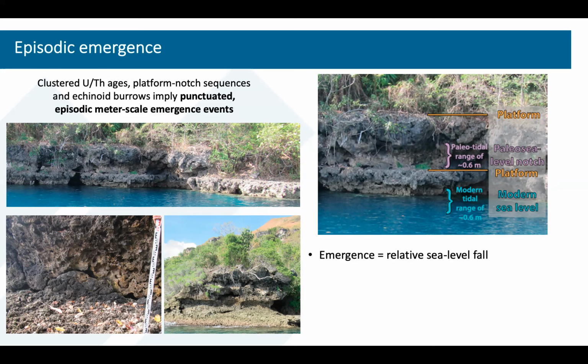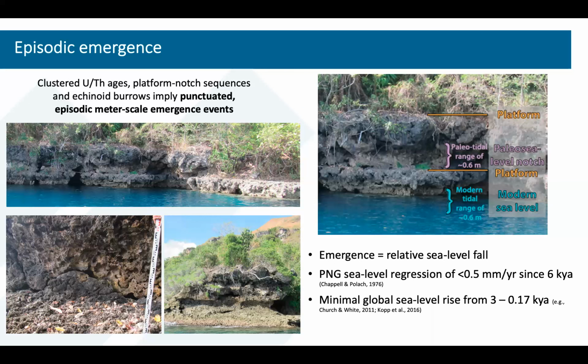So there are different mechanisms that we could have that could rapidly emerge these corals. But we know that regional Papua New Guinea sea level has fallen less than about 0.5 millimeter per year in the last 6,000 years. And also that global sea level rise was relatively minimal up until the Industrial Revolution, around 1700, 1800s. So we don't think that there's any reason to think we had these wild fluctuations of local sea level that would have caused the platforms to emerge in this sort of pattern.